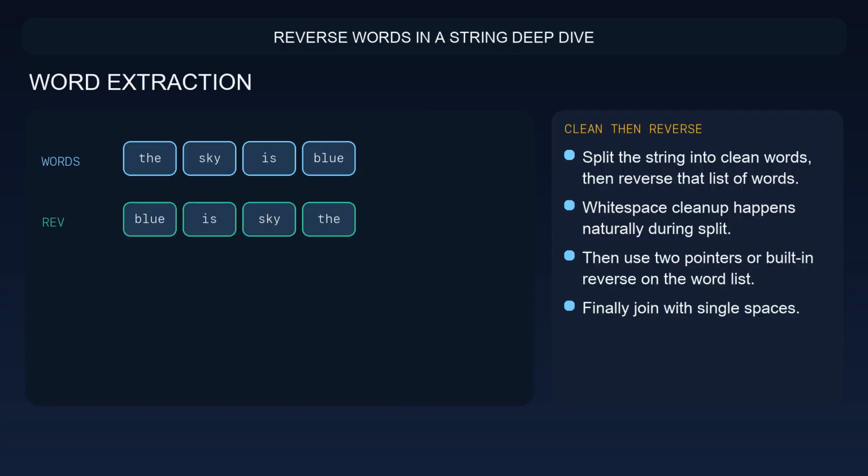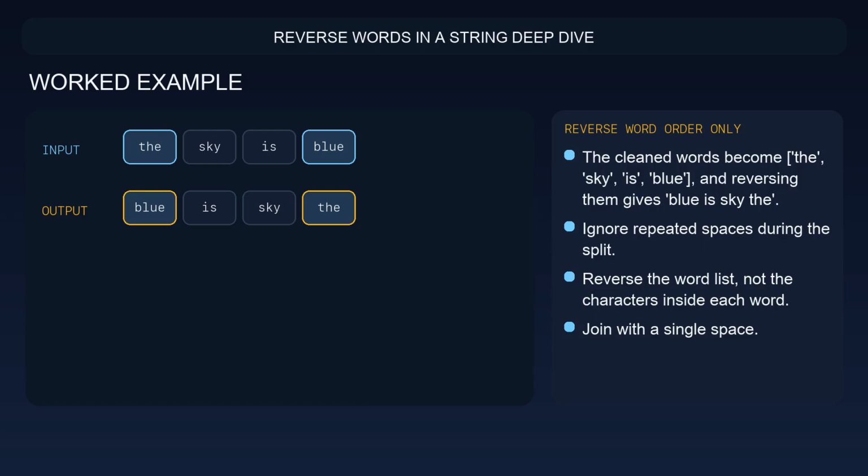Once the words are isolated cleanly, reversing the order becomes much easier than trying to reason at the raw character level. Split the string into clean words, then reverse that list of words. So in practice, whitespace cleanup happens naturally during split. Then use two pointers or built-in reverse on the word list, and finally join with single spaces.